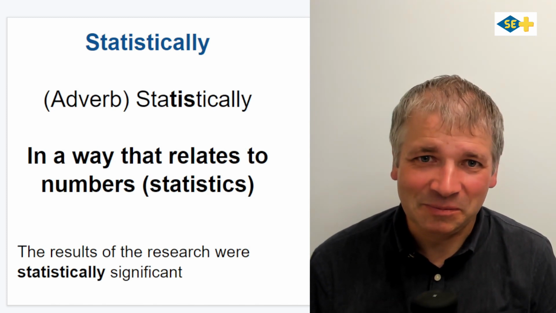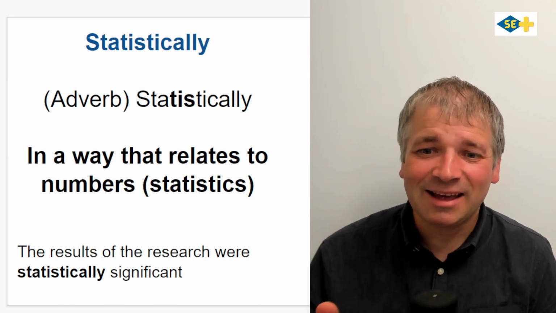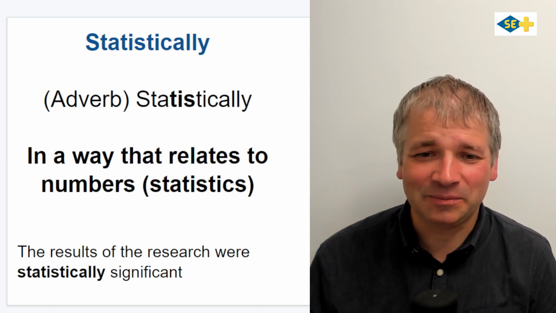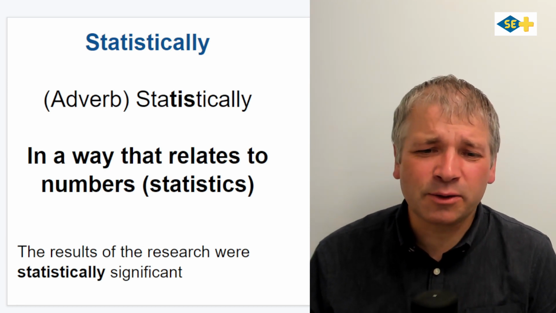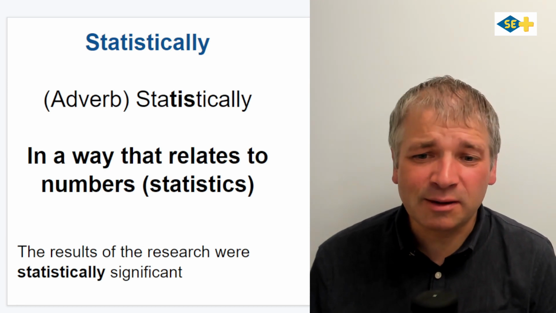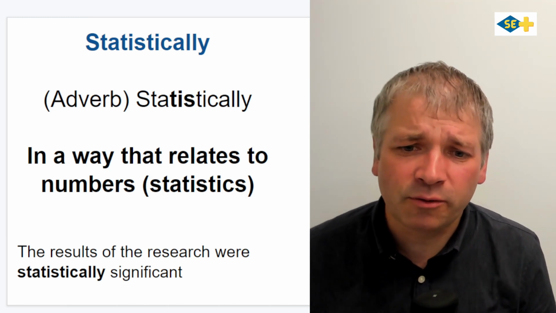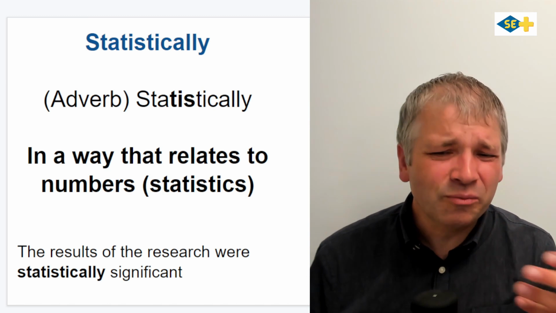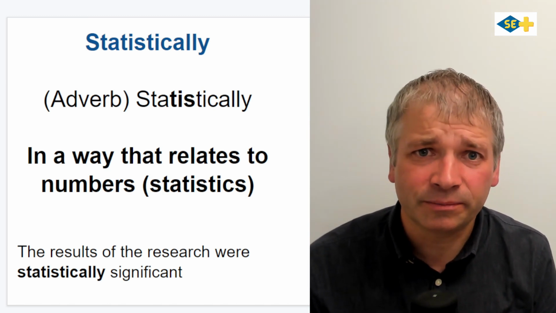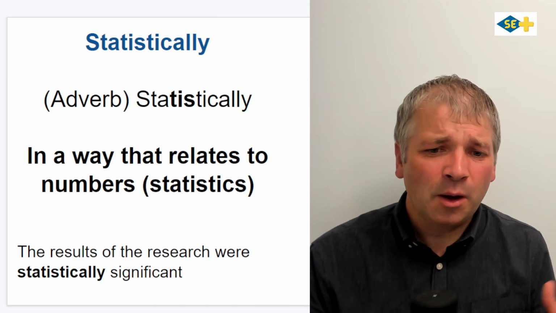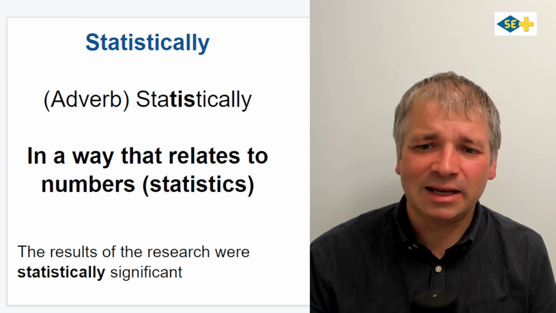Statistically. It's an adverb and the stress is on tis. Statistically. And this means in a way that relates to numbers or statistics. Statistics really is another way of describing numbers, or to be more accurate, statistics are things that can be counted. So, for example, the results of the research were statistically significant.